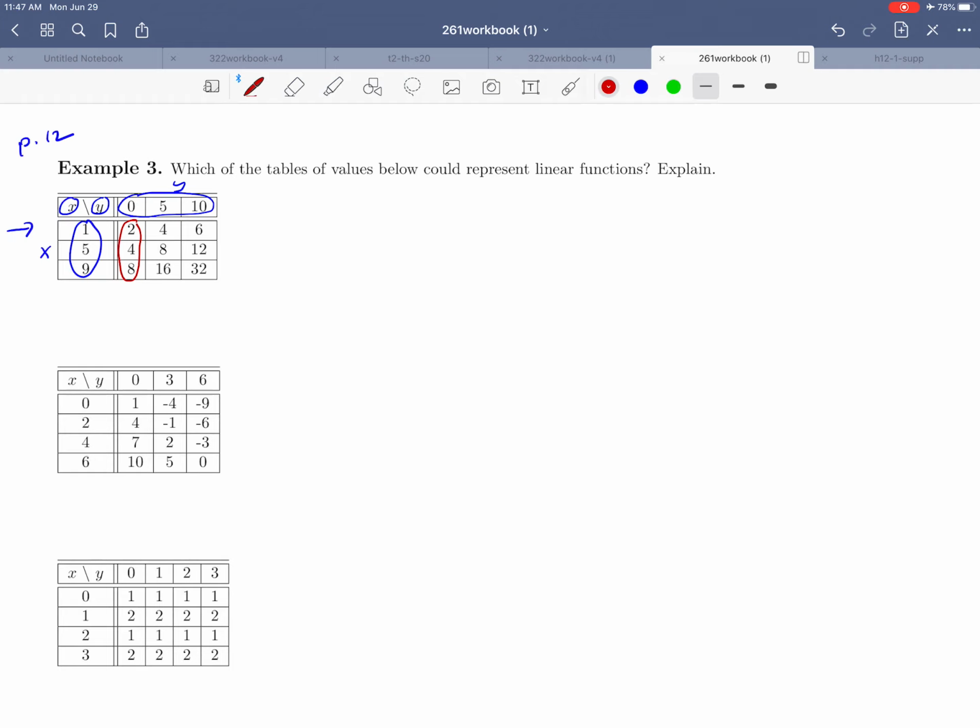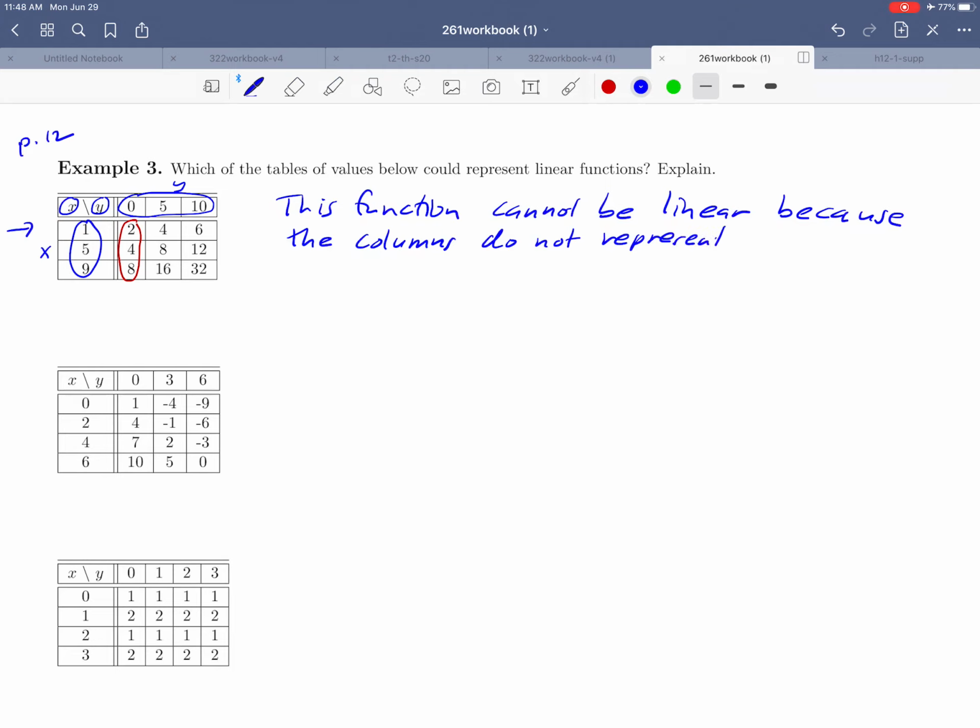So the fact that the slope is not constant in the x direction tells us that this can't be a linear function. All right, and let's try to put that into words. Because the columns do not represent linear functions of x. Again, specifically what we mean by that is that the output values are not equally spaced. Jumping from 2 to 4, that's a distance of 2, but jumping from 4 to 8, that's a distance of 4.